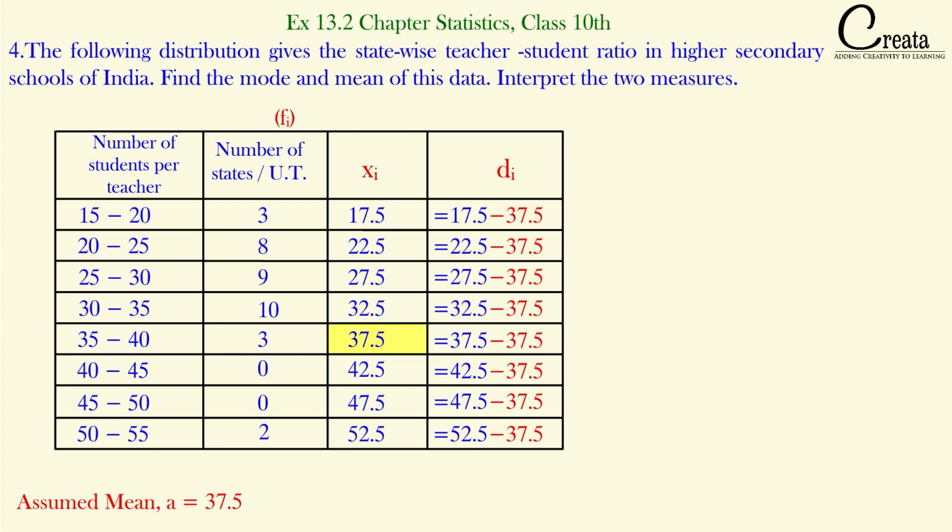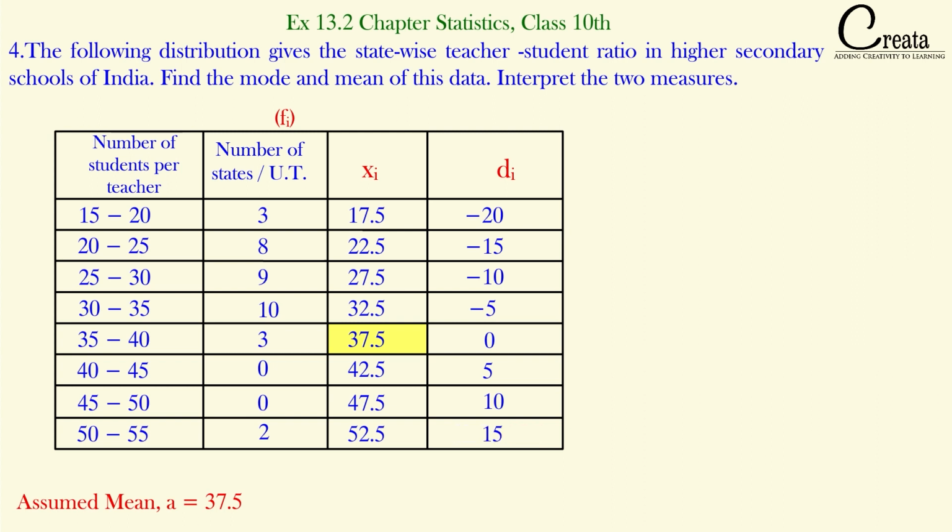Let's do so. 17.5 minus 37.5 is minus 20. 22.5 minus 37.5 is minus 15. Similarly, minus 10, minus 5, 0, 5, 10 and 15. We got the values of deviation.